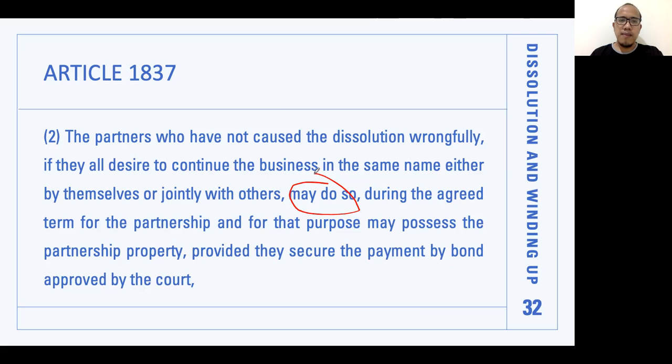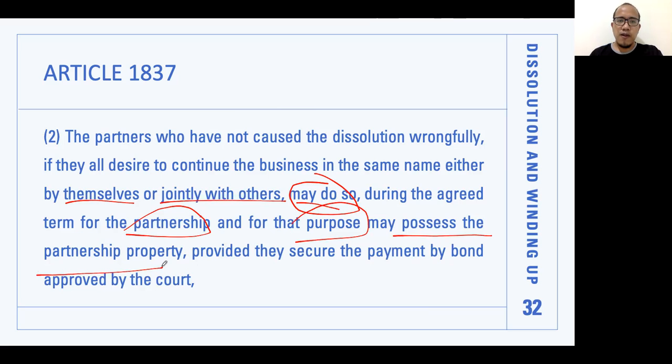But that can only be done by the innocent partners. No? The partners who have not caused the dissolution wrongfully. So kung gusto daw nila, pwede nilang ituloy by themselves, yung mga naiwan na innocent partners, or jointly with others, yung mga ibang tao, they can ask them to join yung naiwan na partnership. They may do so during the agreed term of the partnership. O kung meron pang maiiwan doon sa term ng partnership, then ituloy nila yung partnership for that remaining term. And for the purpose of continuing the partnership, they may possess the partnership property.